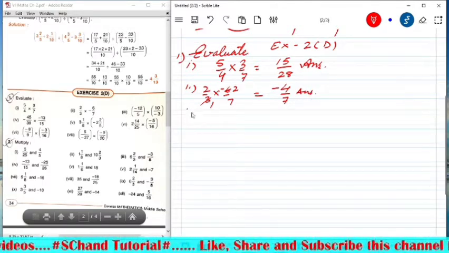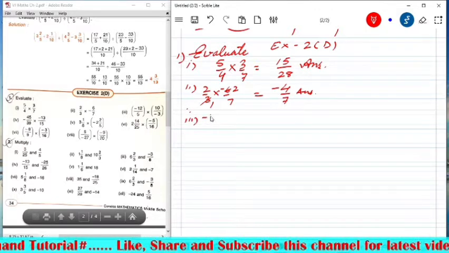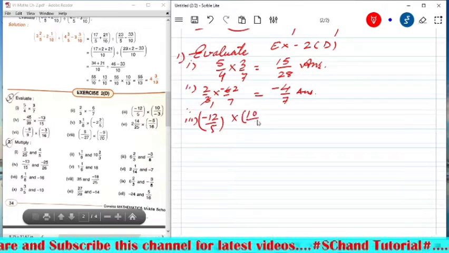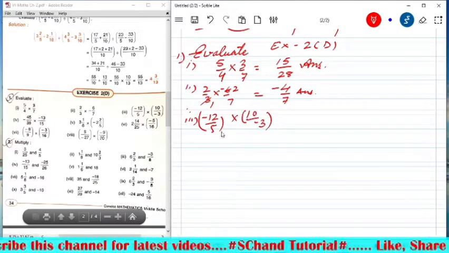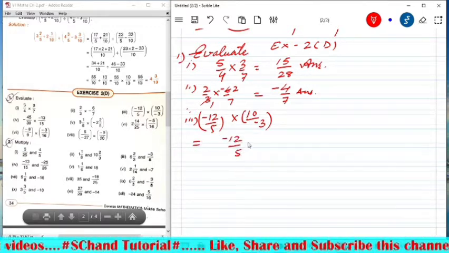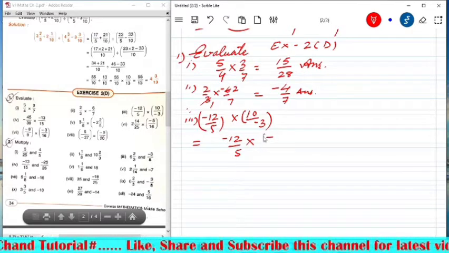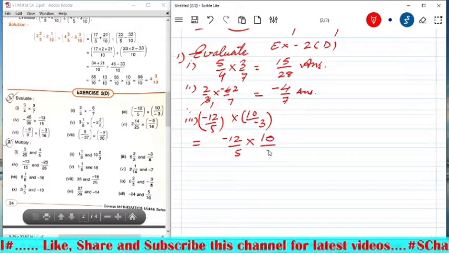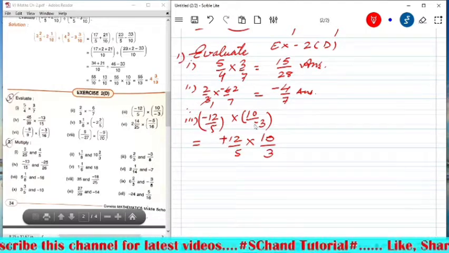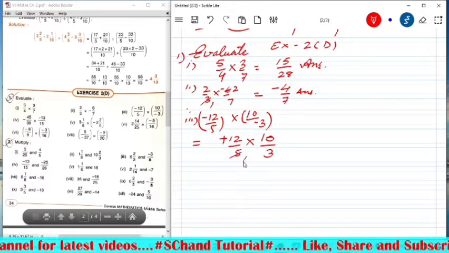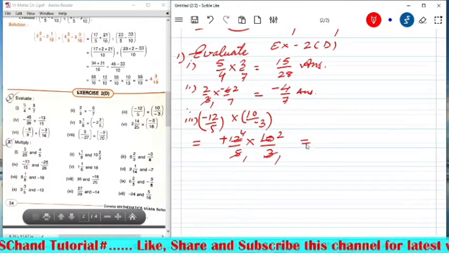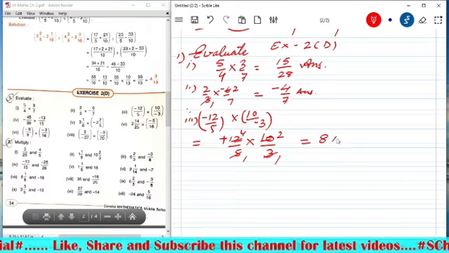Number 3, minus 12 over 5 and 10 over minus 3. Minus into minus will be plus. So 12 over 5 into 10 over 3. Minus into minus becomes plus because minus occurs two times. 5 ones are 5, 5 twos are 10, 3 ones are 3, 3 fours are 12. So 4 into 2, 8. That is the answer.